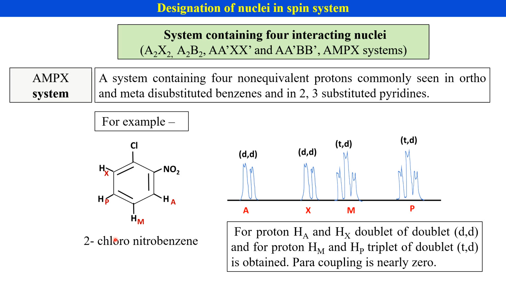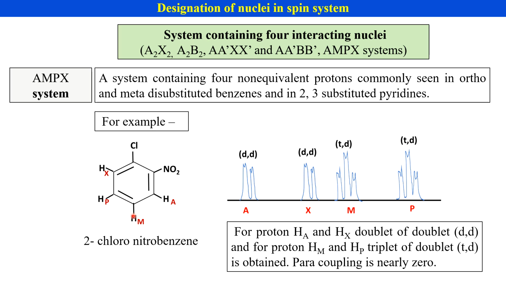For example, 2-chloro-nitrobenzene. In case of 2-chloro-nitrobenzene, there are four sets of protons. All four protons are non-equivalent, and in that case, such type of splitting pattern is seen. For example, HA couples with HM, a doublet is formed, but HA also couples with HP, therefore each line of the doublet is again split into doublets, therefore a double doublet is obtained for HA. Similarly, for HX also we get the double doublet.